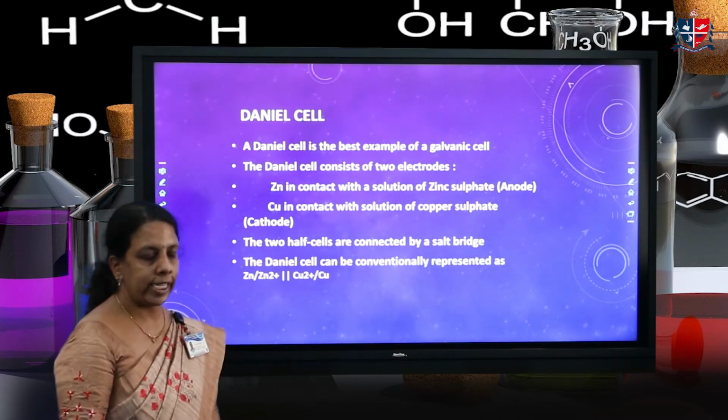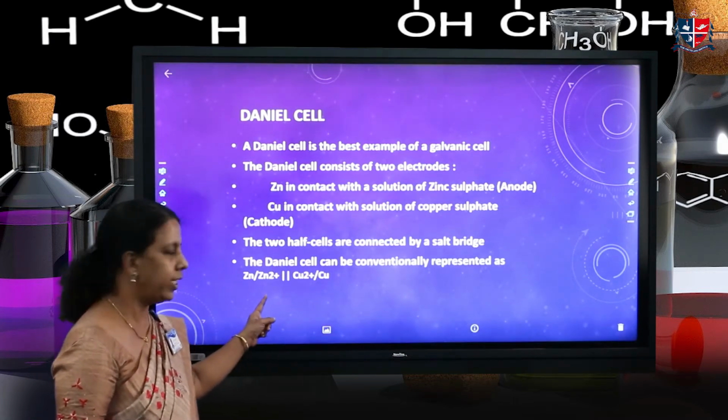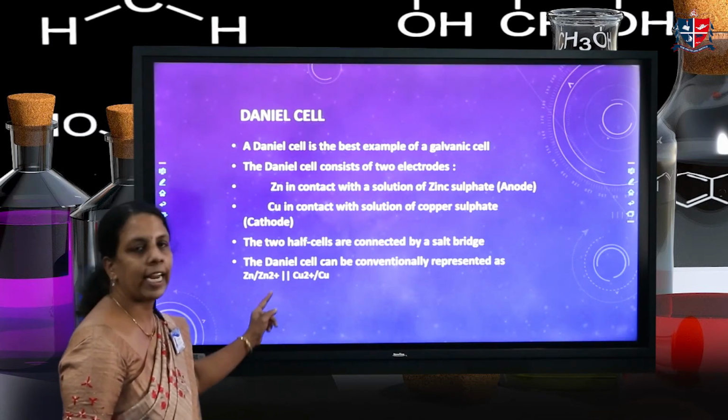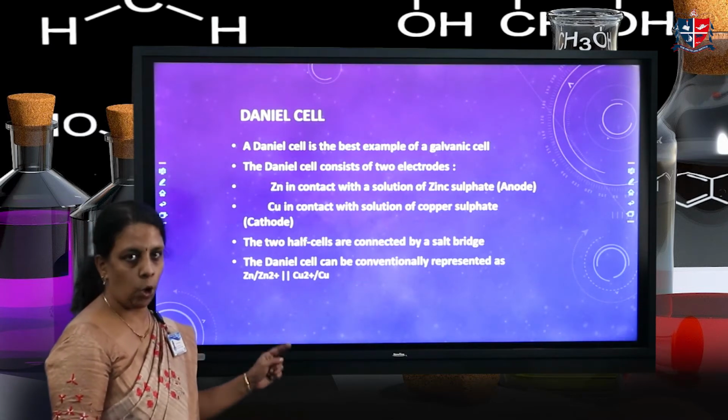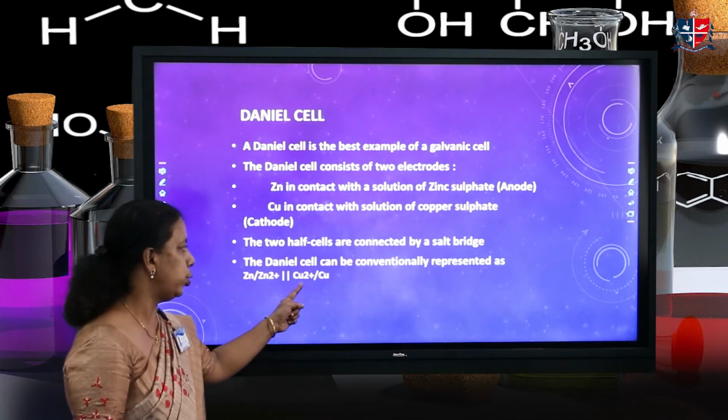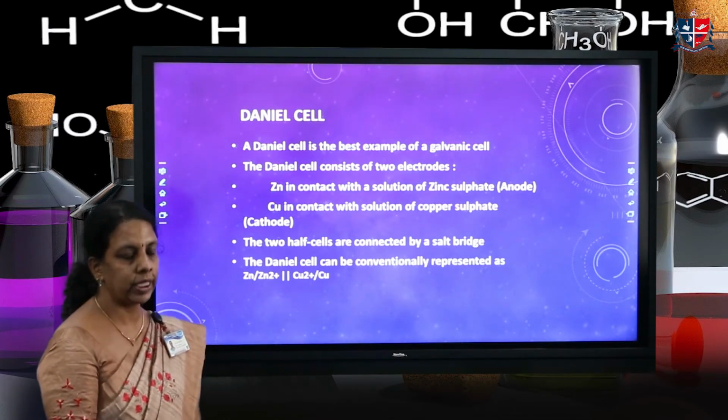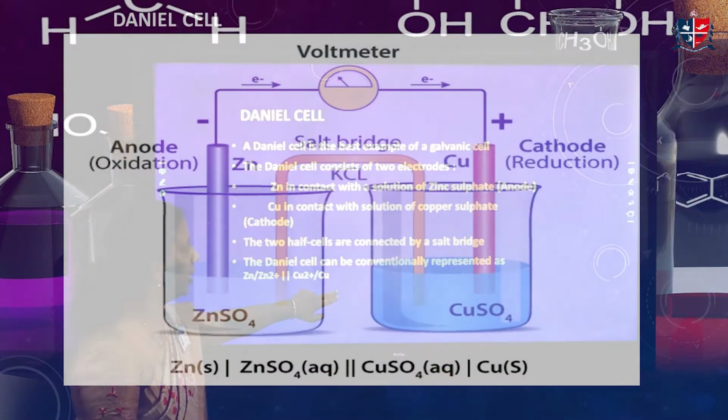the Daniell cell as Zn | Zn2+. The two parallel lines represent the salt bridge, then Cu2+ | Cu. This is the general representation.